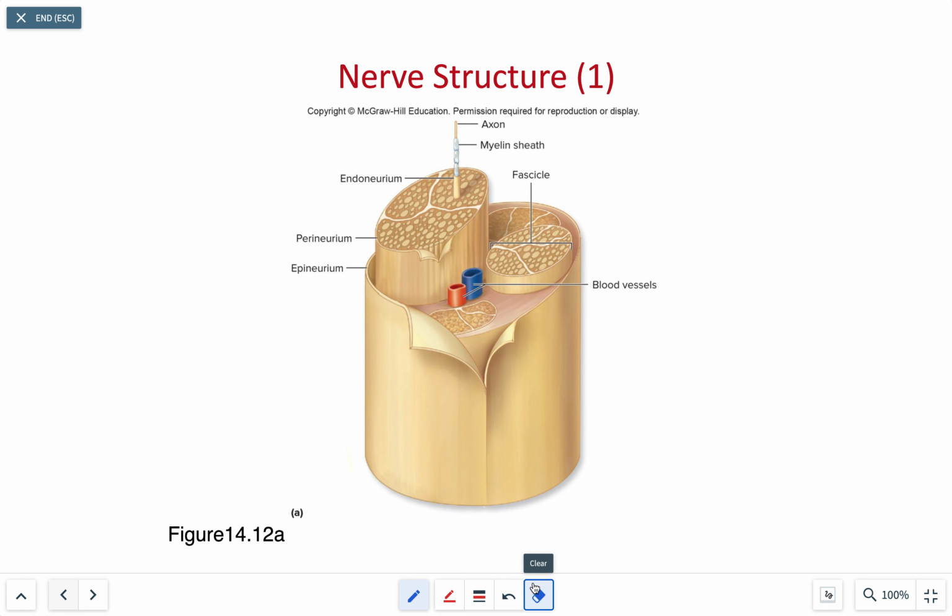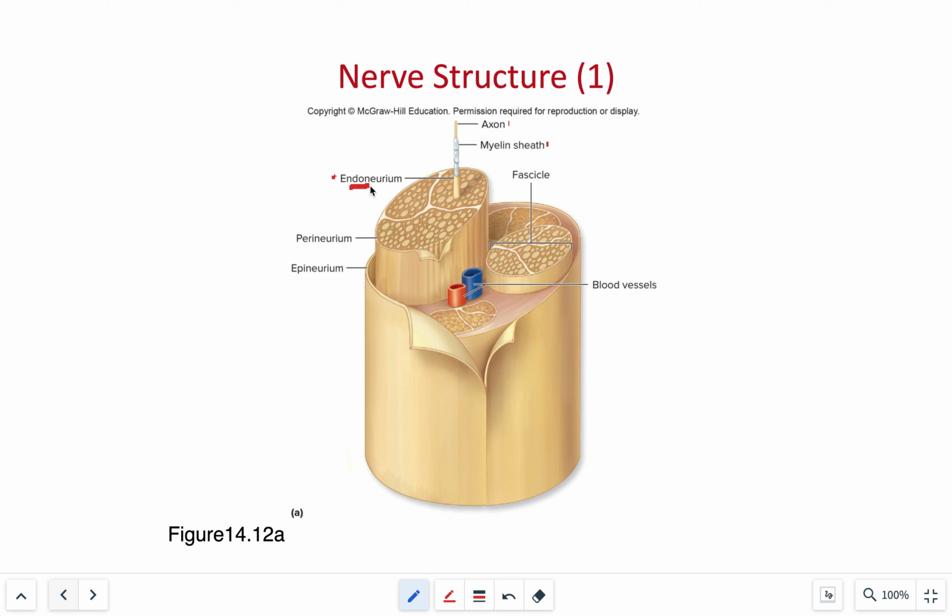The first one we'll begin the discussion with is going to be the deepest layer, which is called the endoneurium. This endoneurium contains a single axon, and of course it is going to be encased in a myelin sheath, which is going to be surrounded by neurolemmocytes, and then each one of these individual axons will be wrapped in the connective tissue of the endoneurium.